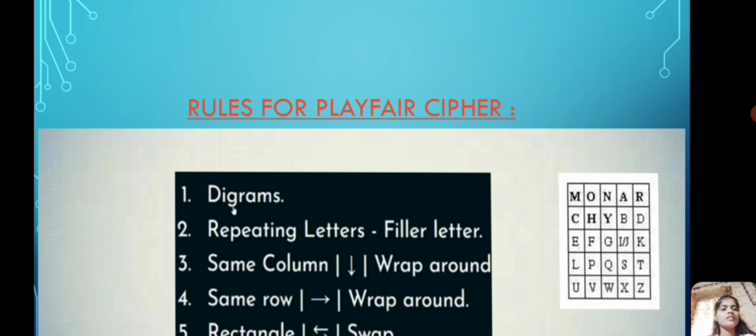Third rule is when the letters are present in the same column, then we have to follow the rule called wraparound. Fourth rule is when the letters are present in the same row, even then we have to use wraparound. Fifth rule is rectangle, then we need to follow the method called swap.